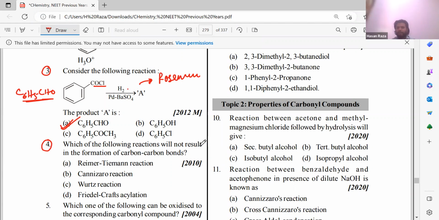Which of the following reactions will not result in the formation of carbon-carbon bonds?